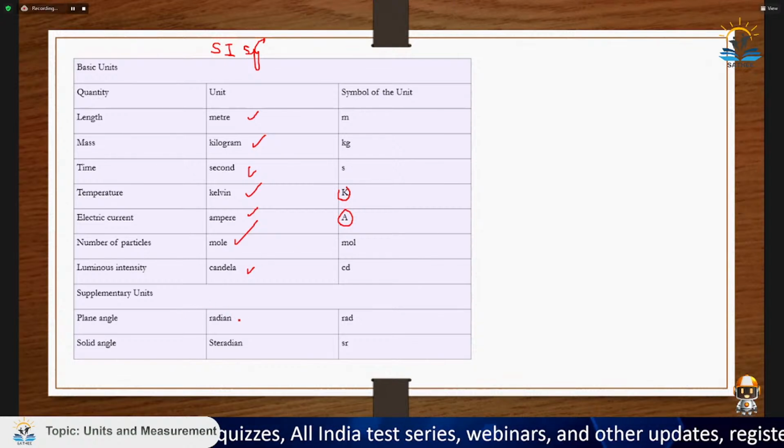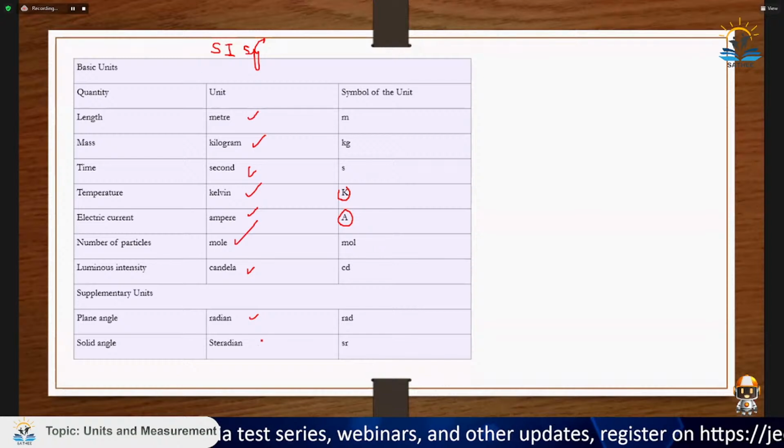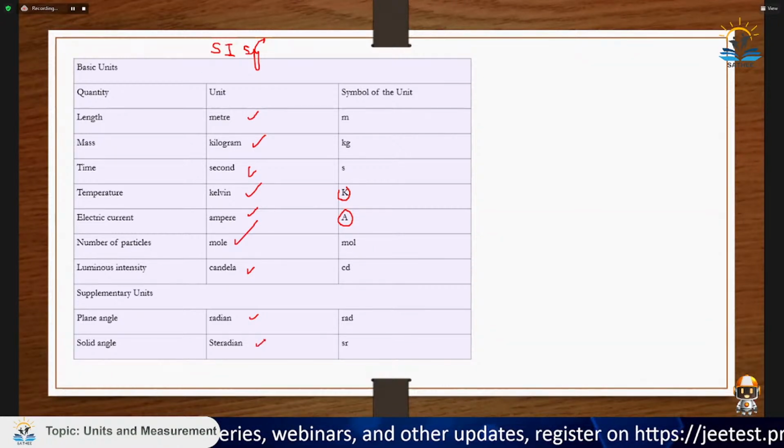Then coming on to angle, there are two units, radian and steradian. Radian for plane angle and steradian for solid angle. So this you must learn.